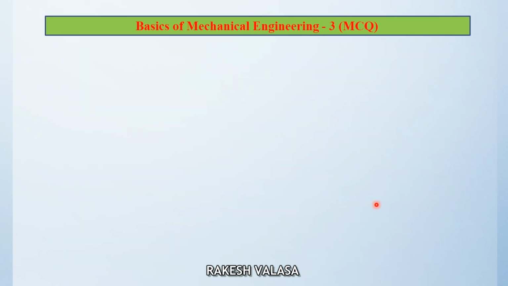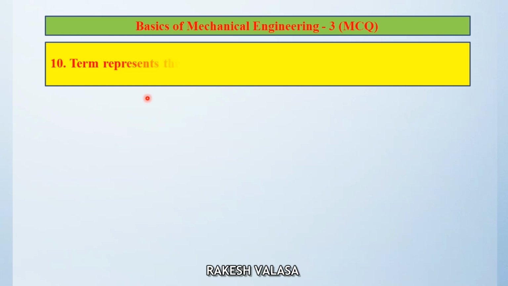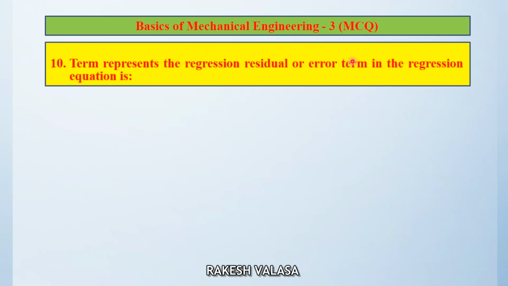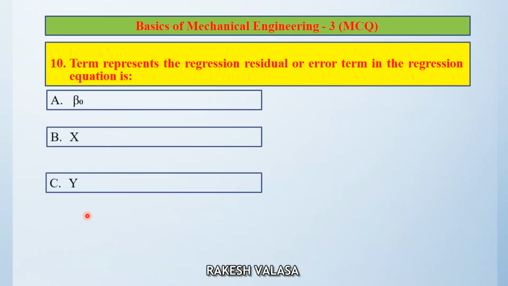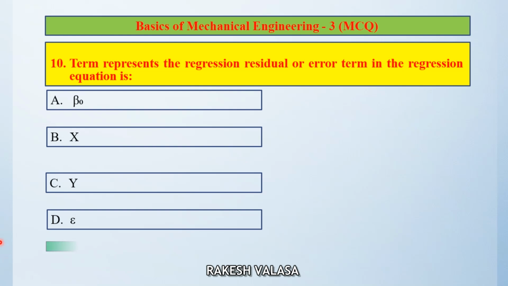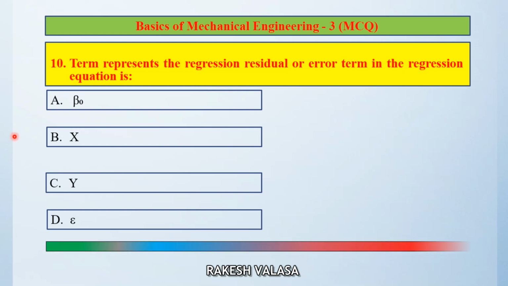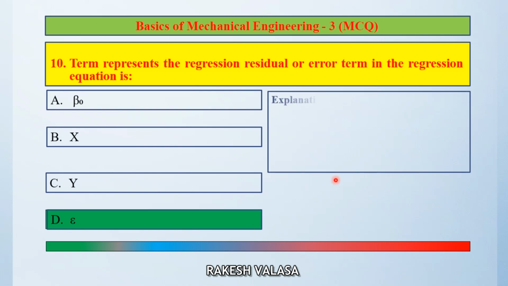Okay, the last question. Which term represents the regression residual or error term in the regression equation? Option A, beta naught. Option B, x. Option C, y. Option D, epsilon. The correct answer is option D, epsilon. Let us see the explanation.